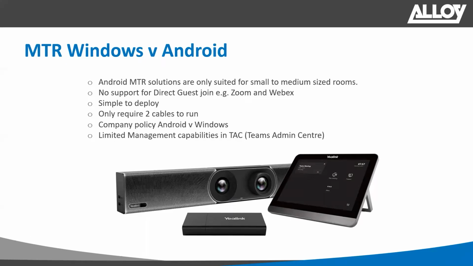Now with the Android devices, because they are an all-in-one solution, they're very simple to deploy. We can basically get away with running or connecting 2 cables into these devices, and we're set up and ready to go. So we can plug in power, we can plug in HDMI from our Android device into our TV. We can connect our Android device to our network via Wi-Fi, and away we go. We're up and running. We sign in to the MTR device with either our personal user credentials or our room resource account, and we're set up and we're ready to go. So very quick and simple deployment.